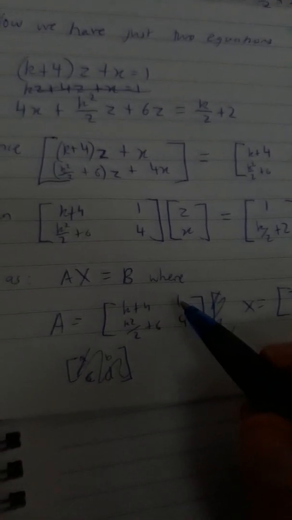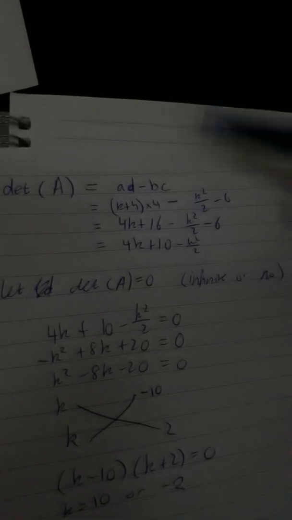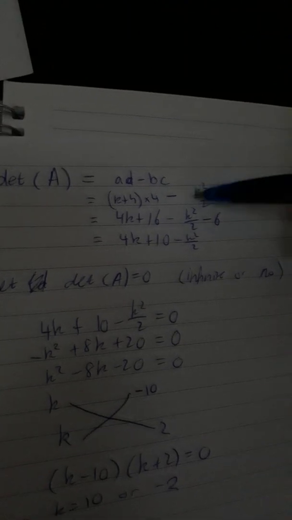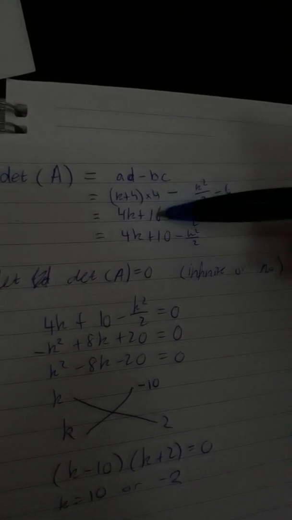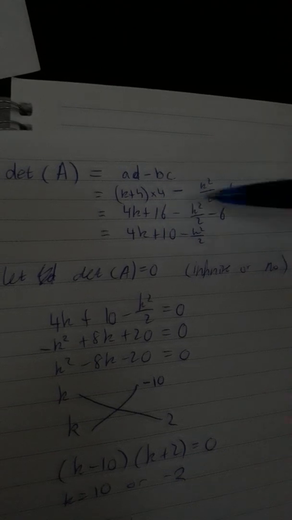So k plus 4 times 4, take away k squared on 2 plus 6. Let's quickly have a look. AD is k plus 4, all times 4, take away BC, so 1 times k squared on 2 plus 6, which is what we've got here. Then I've just expanded the brackets: 4 times k plus 16, take away k squared on 2, take away 6. Then 16 take away 6 is 10. So this is the determinant of that matrix A.